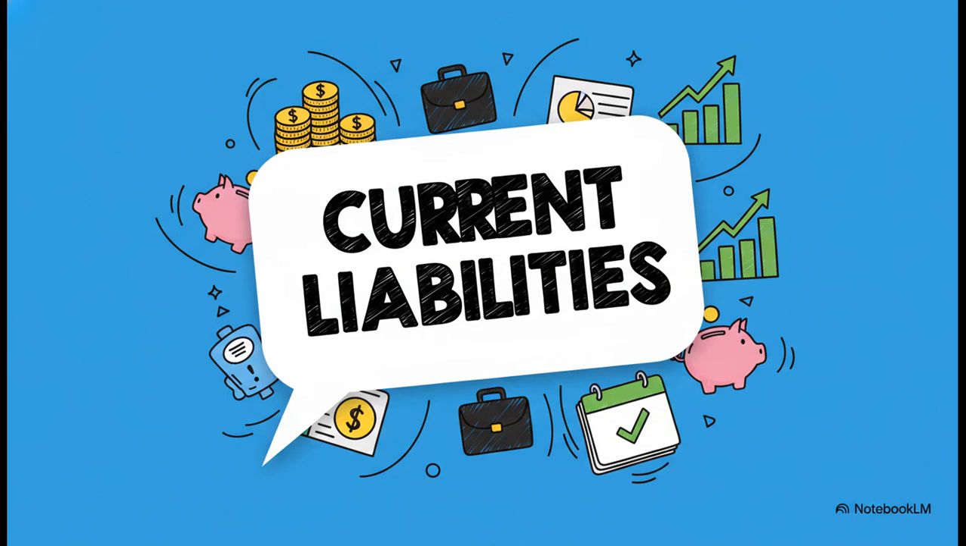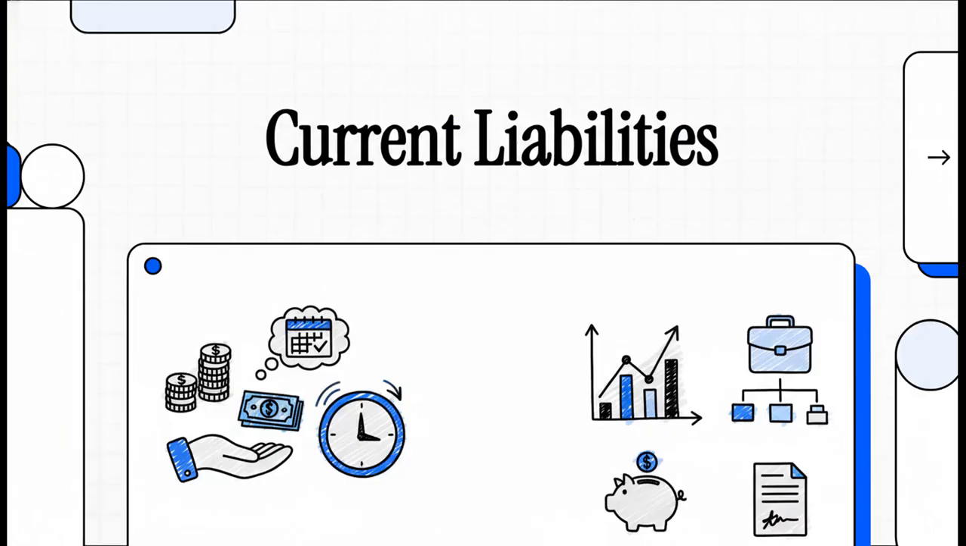You know, every business, from a tiny corner store to a massive global corporation, really runs on promises. Today we're going to zoom in on the short-term promises, the ones that pop up on a company's books and honestly tell you a ton about its financial health. Yep, we are talking about current liabilities.